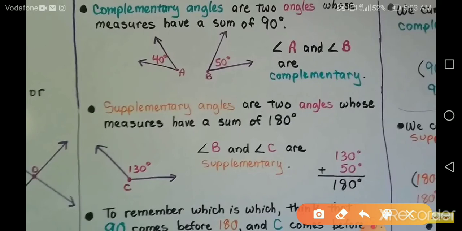Okay, here moving to the supplementary angles. Supplementary angles are two angles whose measures have a sum of 180 degrees. Do you remember that? Measure B plus measure C gives 180 degrees. If the measure of angle C is 130 degrees and I need to find the measure of angle B, I subtract 180 minus 130, that gives me 50 degrees, and vice versa.